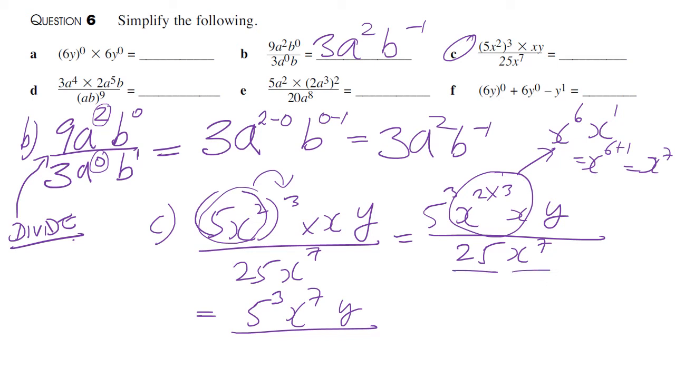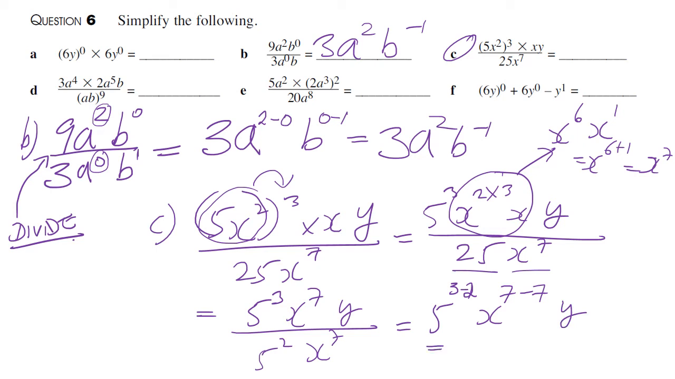I want to simplify the 5 as well. 25 is just 5 to the power of 2, right? X to the power of 7 is that by itself. Okay, so now we can simplify. Now we can use the second index law to divide. 5 to the power of 3 divided by 5 to the power of 2. So it's just 5 to the power of 3 take 2, times x to the power of 7 take away 7, times y.